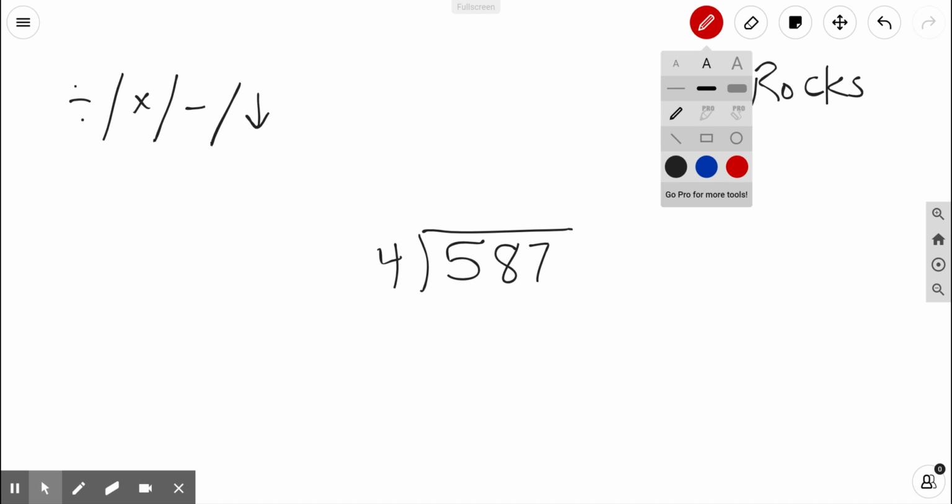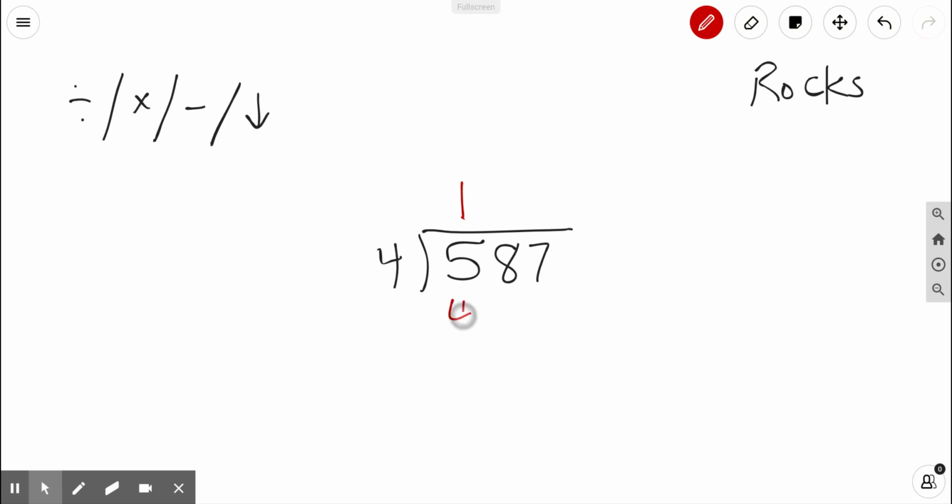How many times can 4 go into 5? And the answer is once. 1 times 4 is 4. 5 minus 4 is 1. And 4 cannot go into 1, so I need to bring my next number down. My new number is 18.